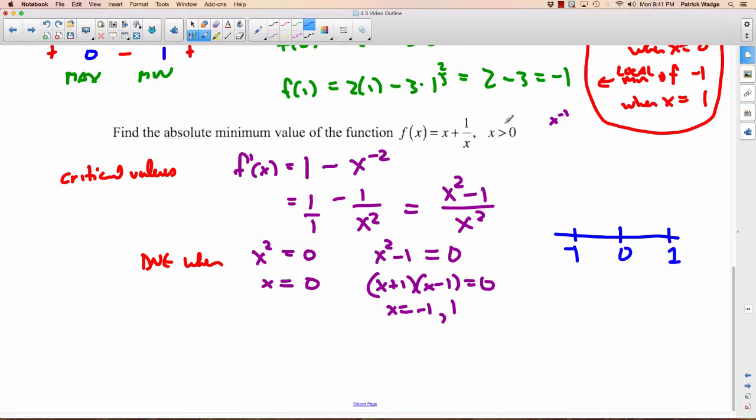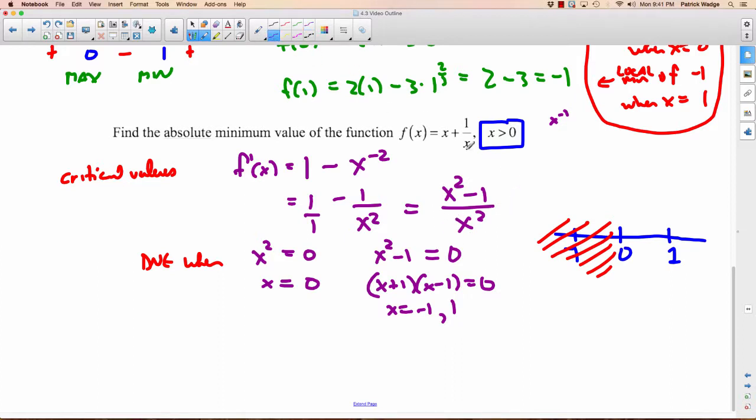But what you notice here is that x has to be greater than 0 here. So all this part of the graph, you don't need to look at. This isn't actually part of the function. The function is only defined for x bigger than 0. So you only have two intervals that you have to worry about. You have to worry about the interval greater than 1 and the interval between 0 and 1. So let's do that right now. We're going to test these two intervals.